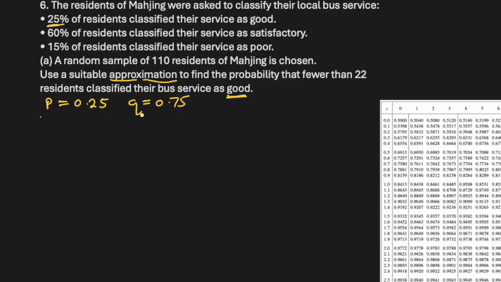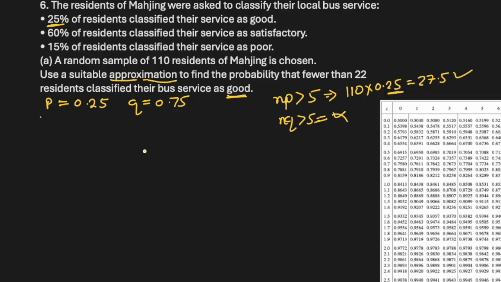For normal approximation, we should first test that np should be greater than 5, and nq should also be greater than 5. So np, where n is 110, the total selection, and the probability of success is 0.25, will be 27.5. More than 5, good. So obviously q is 0.75, so nq will also be more than 5 for sure, so there is no need to do it. If 0.25 is more, 0.75 will also be more. So tested. So we need a mean now, and the mean is nothing but np, which we just got as 27.5.